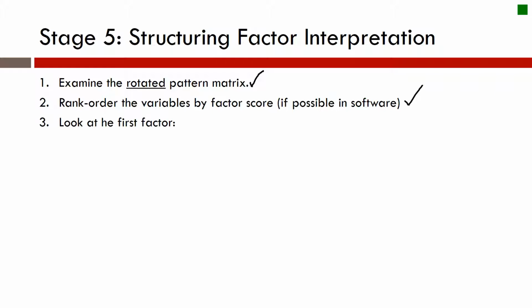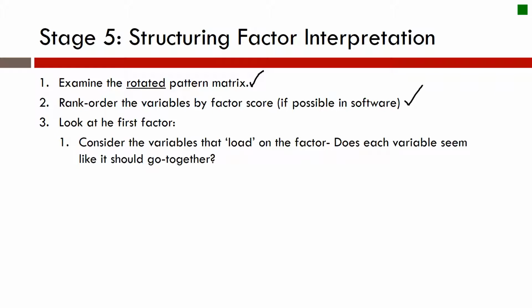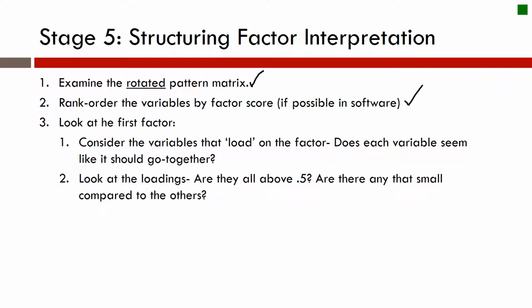As we look at each factor, we want to look at the first factor, and we want to consider the variables that load heavily on that factor, and make a consideration as to whether we think those variables should go together on the factor that we're looking at. Then we want to also look at the actual size of the loading and make sure that they're practically significant. So in other words, are they above 0.5, 0.6, 0.7? And that's a key thing to look at.